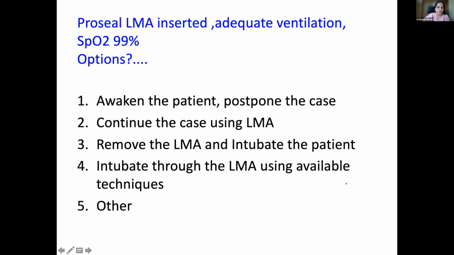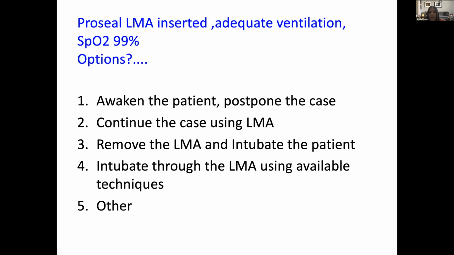Everyone has answered number 4, intubate through the LMA using available techniques. I'm really, really happy to see this, okay? Because I would have probably done 3, remove the LMA, but the important message is with the supraglottic airway device, you were able to maintain the saturation. Do not remove this under any circumstances. If you've done it as a rescue, especially in a patient you could not mask ventilate with the relaxant, keep that supraglottic airway device.